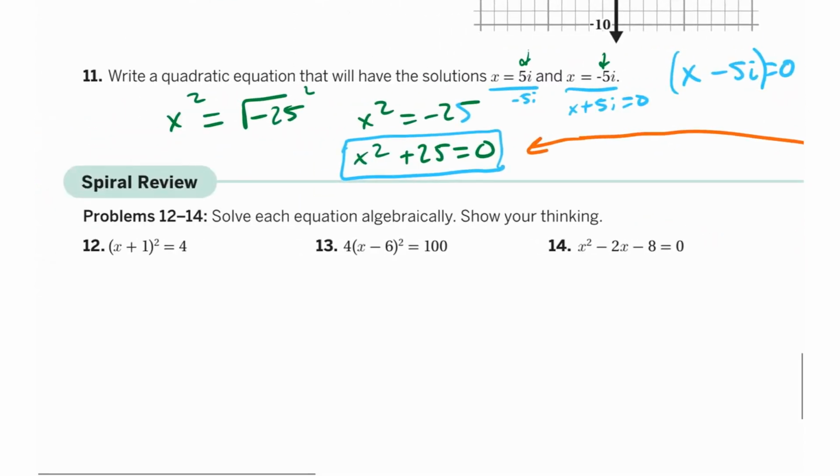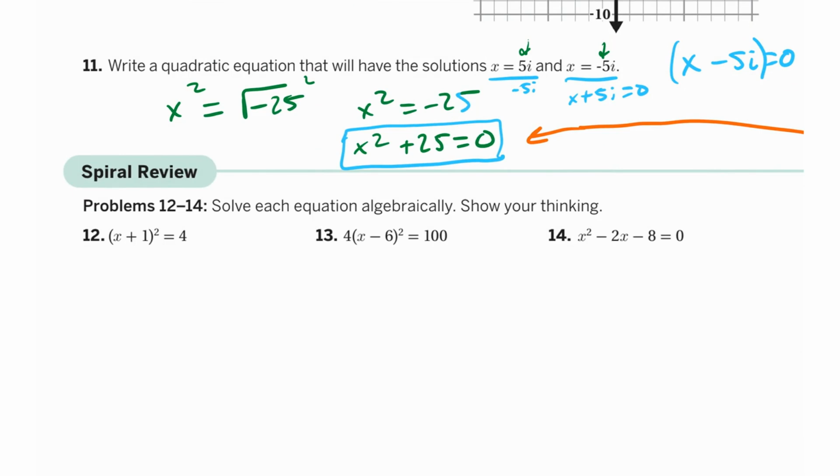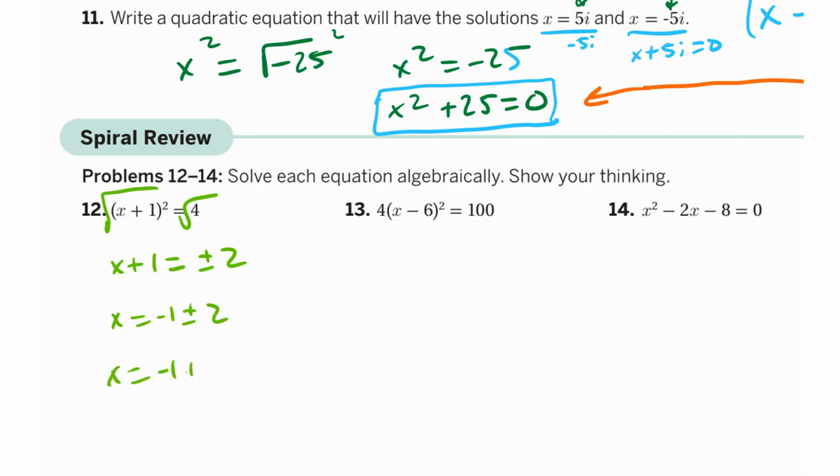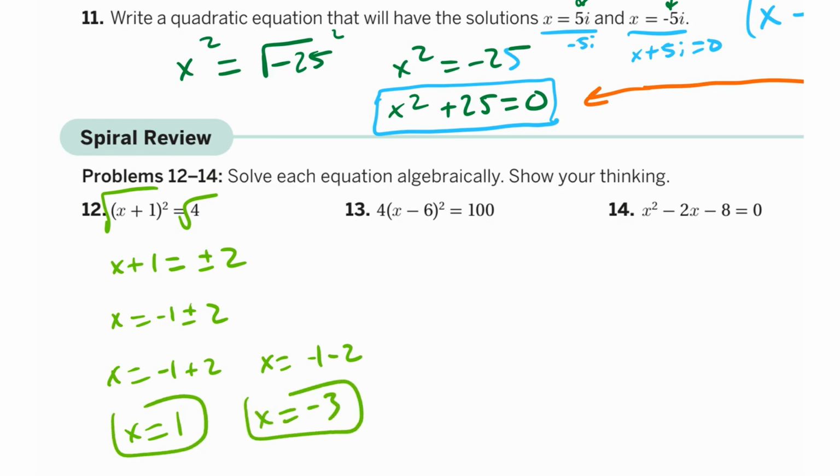All right, now to our spiral review. Number 12. We're solving this algebraically, and I need to show my thinking. First, I'm going to square root both sides, which gives me plus or minus 2. Then I subtract 1 from both sides, which gives me x equals negative 1 plus 2, x equals negative 1 minus 2, so my solutions are x equals 1 and x equals negative 3.